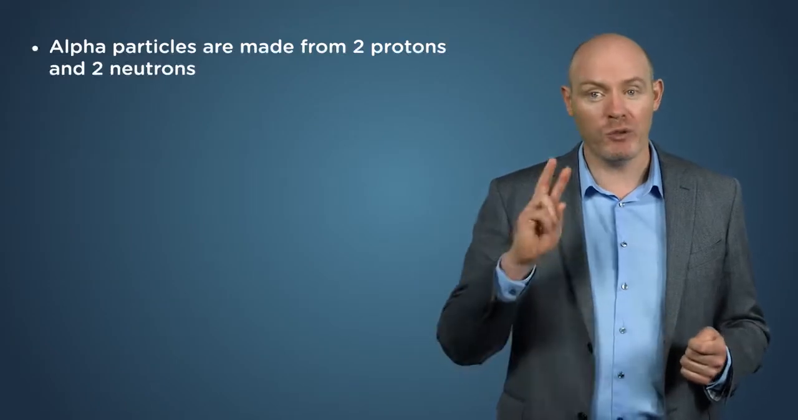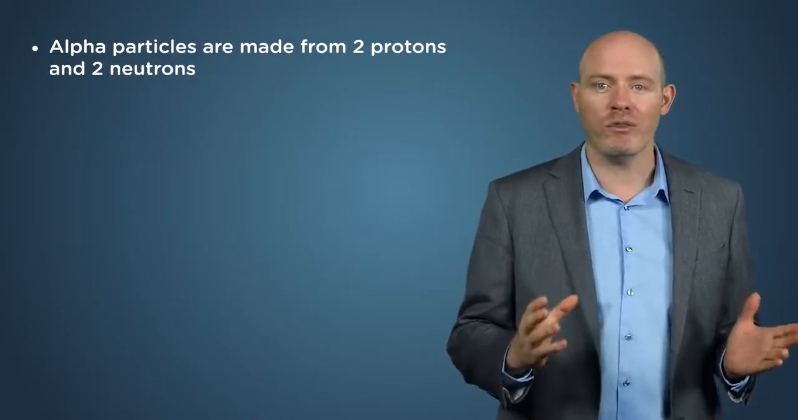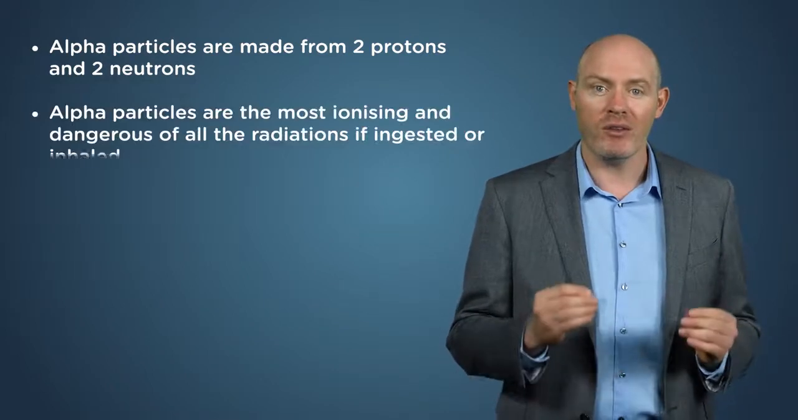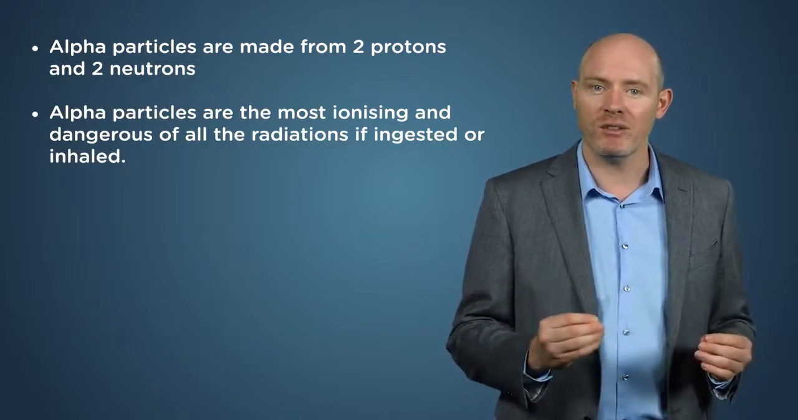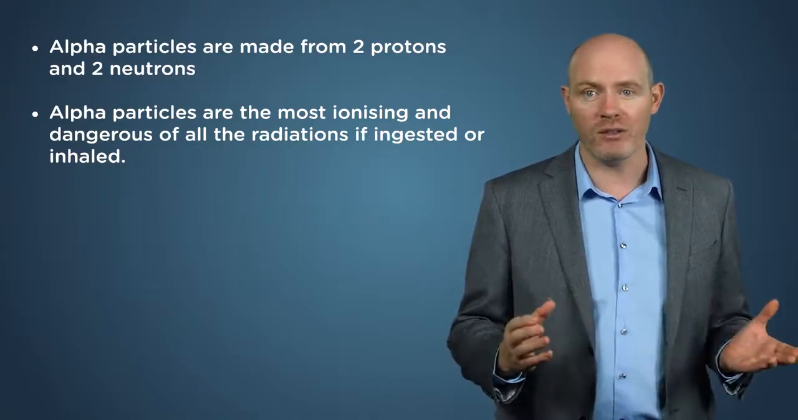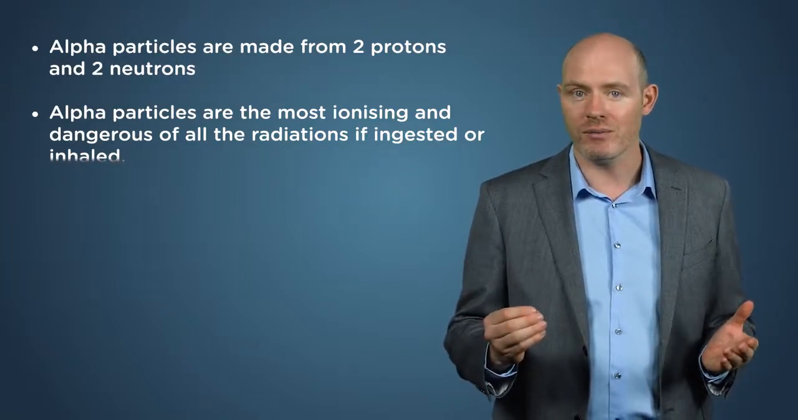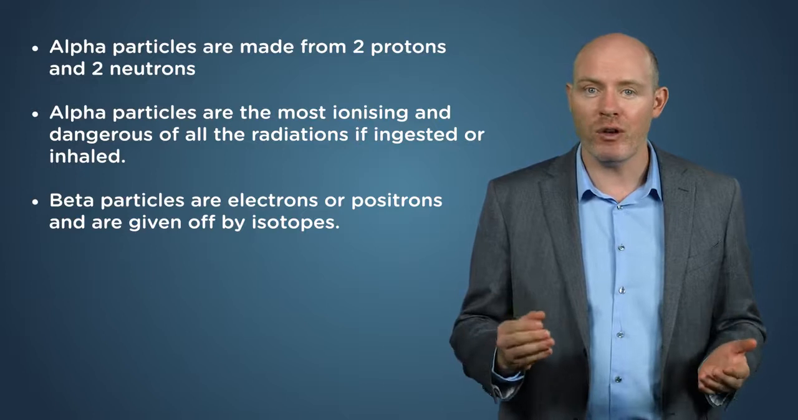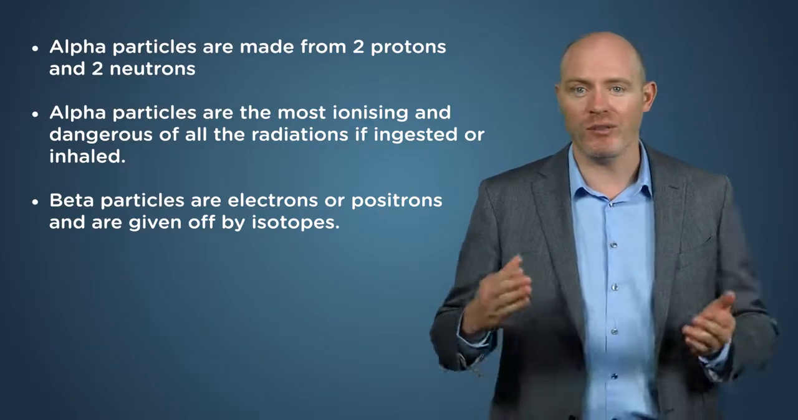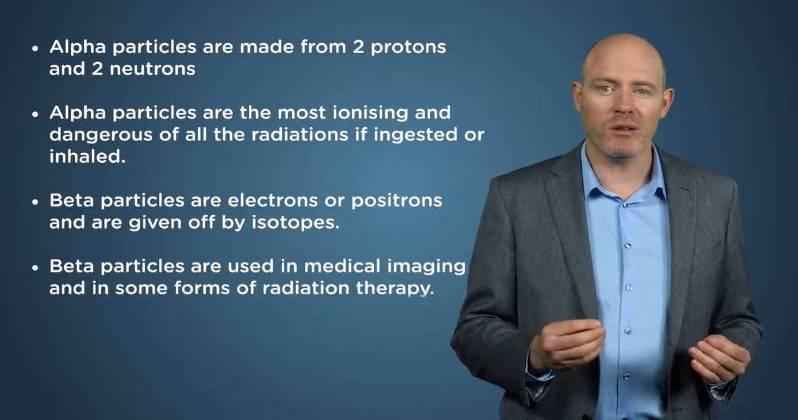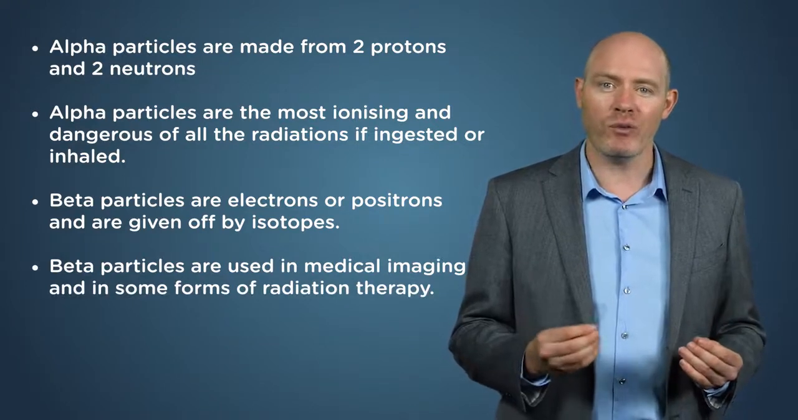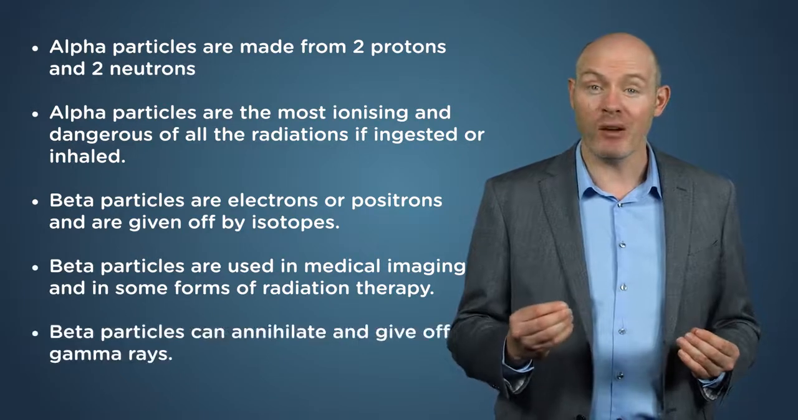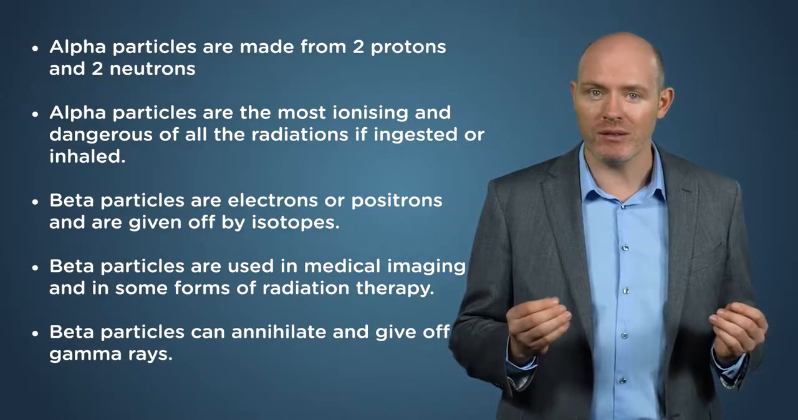Alpha particles are made from 2 protons and 2 neutrons, and they are thousands of times bigger than beta particles, and they are the most ionizing particulate radiation and the most dangerous of all radiations if ingested or inhaled. Beta particles are electrons or positrons, and they are given off by isotopes, heavier versions of atoms. Beta particles are used in medical imaging and in some forms of radiation therapy. Beta particles can annihilate and give off gamma rays. So there you have it, radiation in 2 forms, particulate and electromagnetic.